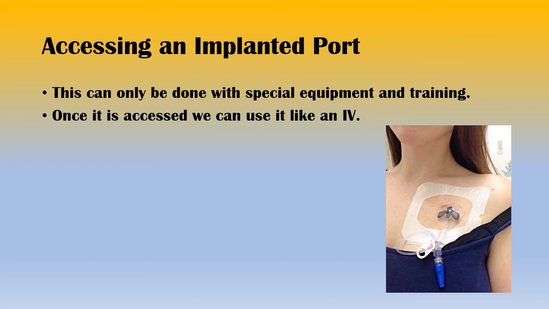So if the port looks like this, where they have it accessed here, there's a sterile dressing over it with that butterfly looking thing on there, and then a regular IV end down here at the end, that's been accessed and we can use that just like any other IV or central venous line. Give it a little flush, make sure it works, withdraw some blood, and you're in business. Again, we always scrub the hub.